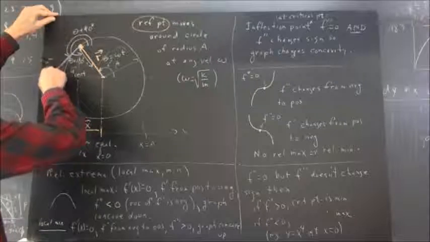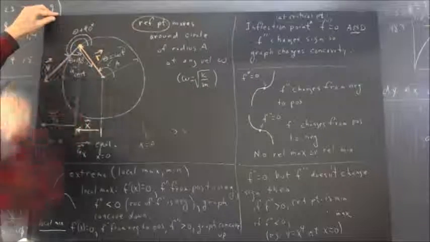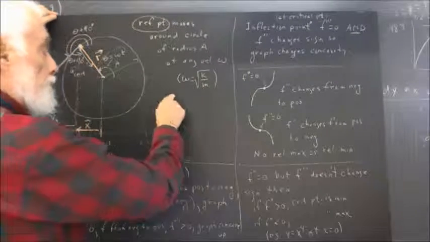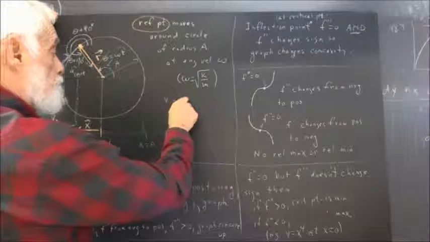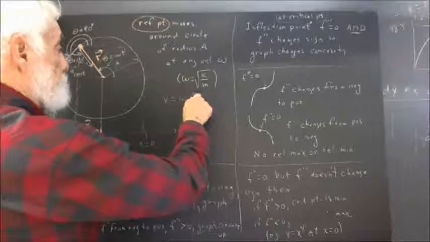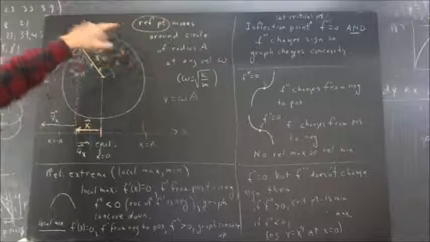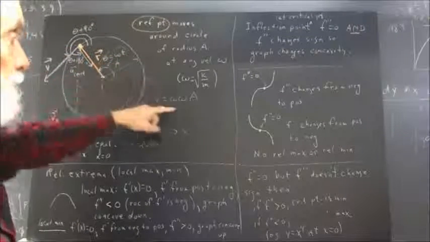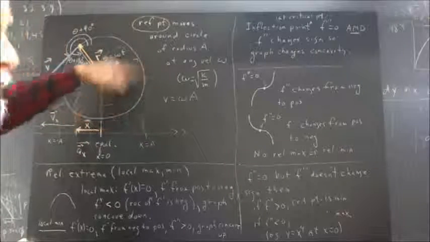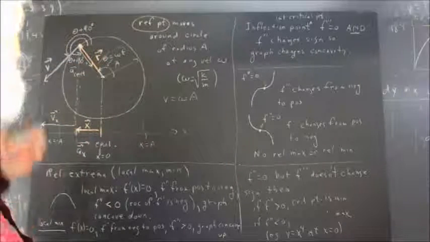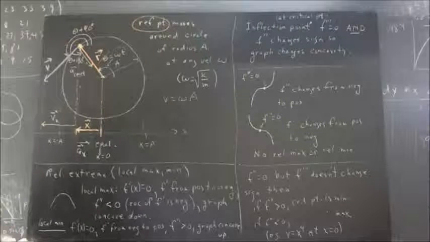and I'm going to go ahead and color that in purple. And I'll note that the magnitude of the velocity vector is just omega times A, because if we multiply the number of radians per second by the radius of the circle, we get the speed of the point as it moves around the circle. And hopefully we're clear on that at this point.